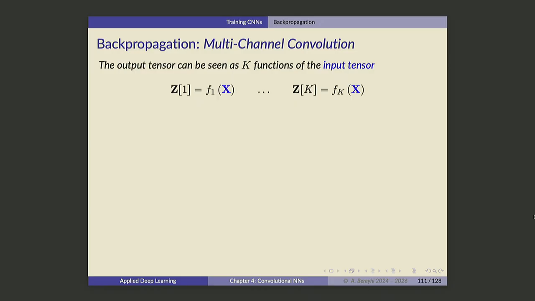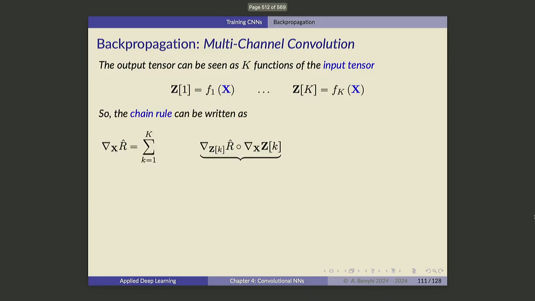So every single one of them is a separate function. And if I want to write down the chain rule, I could say that the gradient of r hat with respect to x is essentially the gradient of r hat with respect to z1 times the gradient of z1 with respect to x, plus the gradient of r hat with respect to z2 times the gradient of z2 with respect to x, and so on. Everybody's cool?